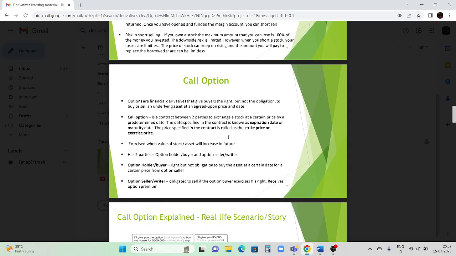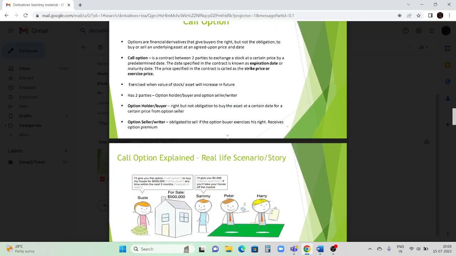I'm repeating again the meaning of derivative. It's a contract between both parties which derives its price, or value, from an underlying asset.